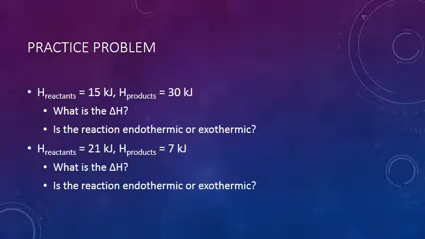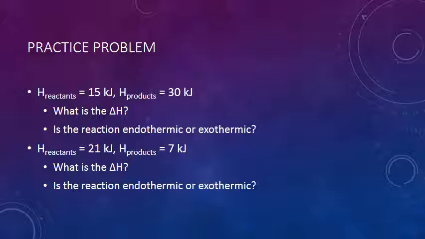Here's another practice problem. If you have a reaction where the heat of the reactants is 15 kilojoules and the heat of the products is 30 kilojoules, what is the heat of reaction? And we're back to work you through the problem. So, Aleko, can you remind us what the delta H equation was? It's the heat of products minus the heat of reactants.